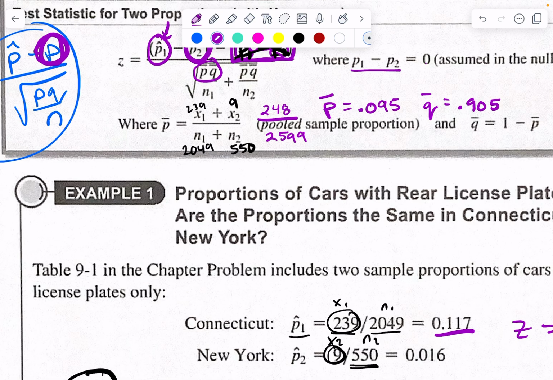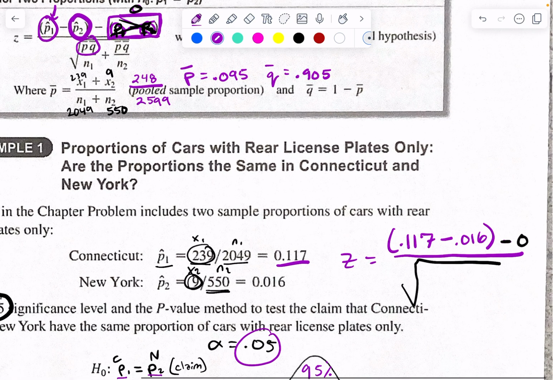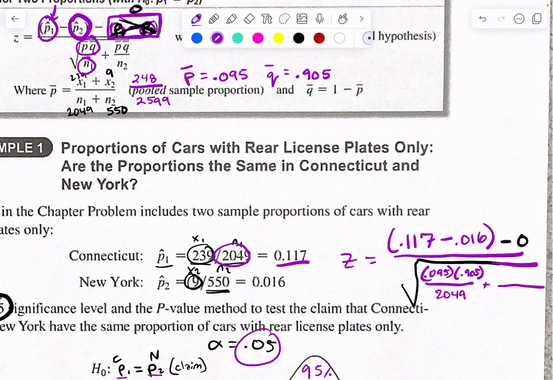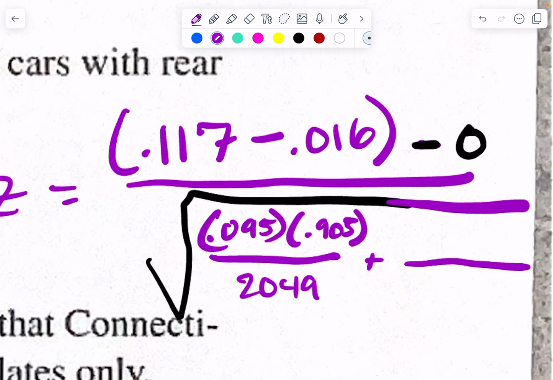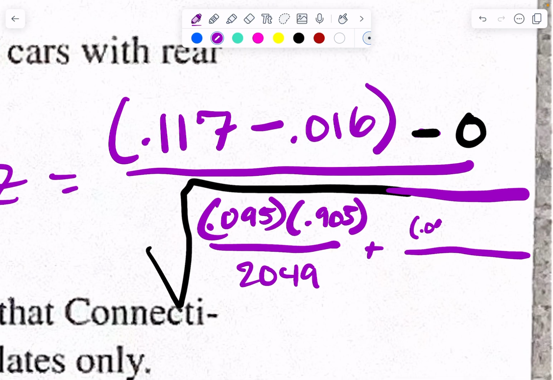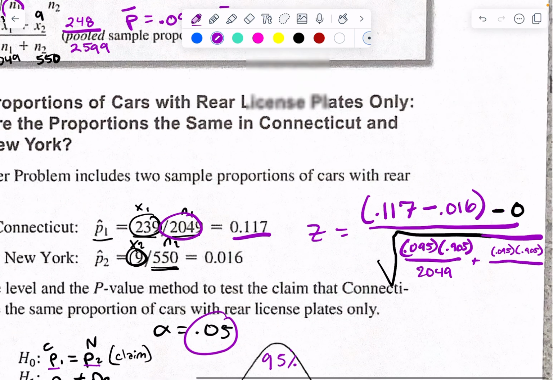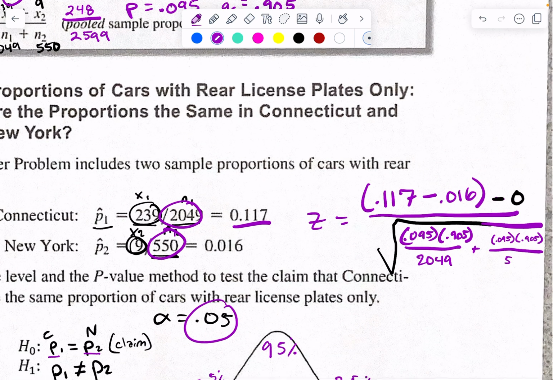So I'm going to put those in here in place of this. 0.095 times 0.905 over my n1 right there, which is 2049, plus, see, this is why I really wanted you guys to figure out how to write these equations out, 0.095 times 0.905 divided by n2, which was 550. I have a dumb calculator, so that's all the further I'm going to be able to do, but this is your z value.